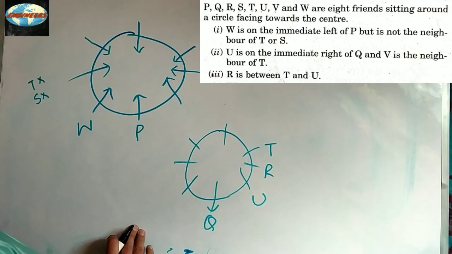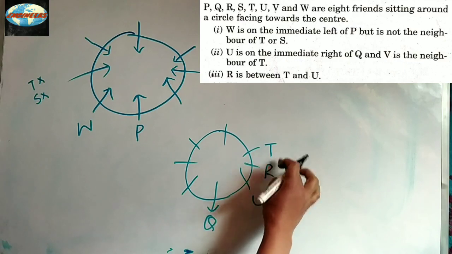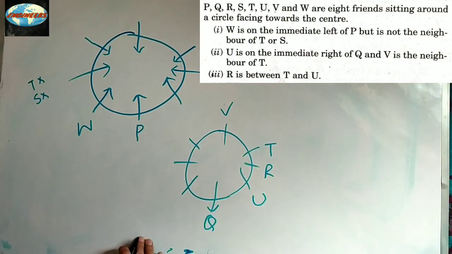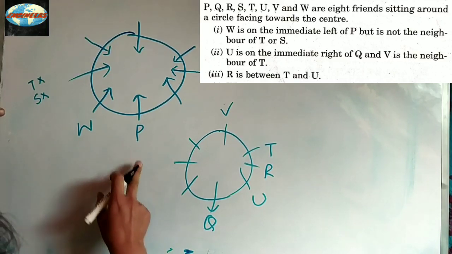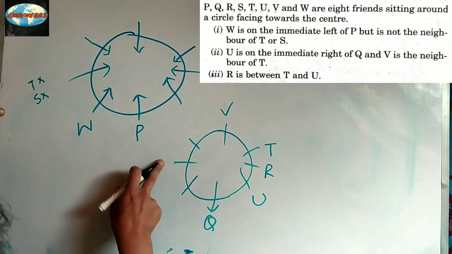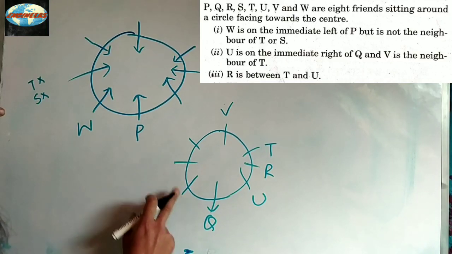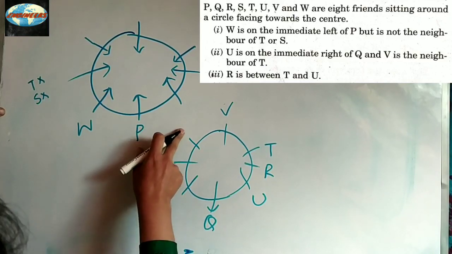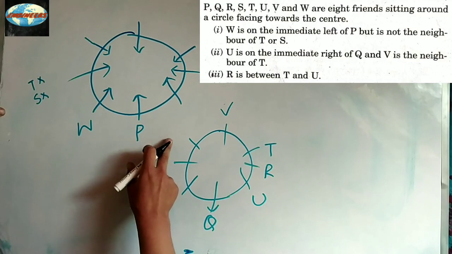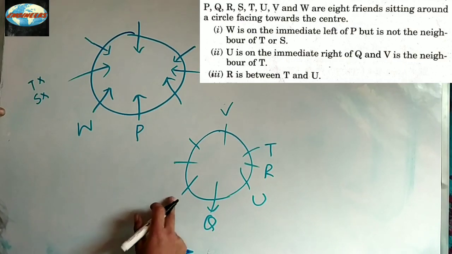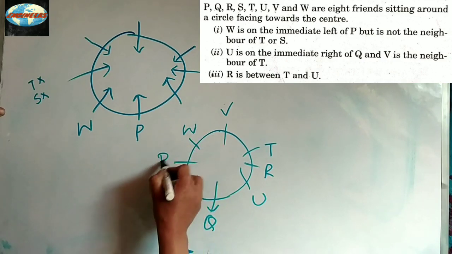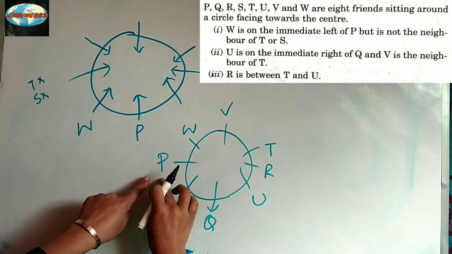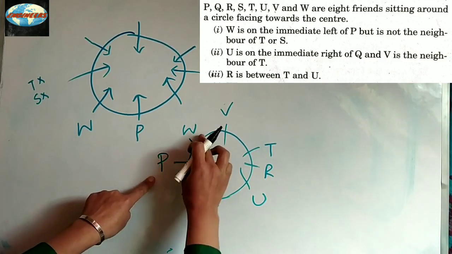And we had a condition that V is the neighbor of T. Fine. Now let's merge this into this one. So we have W and P. Okay, W and P. Can we place W and P here? Then we are left with S. We cannot place S over here. So what will we do in this case? We will draw it like this. Okay, W and P. Fine.